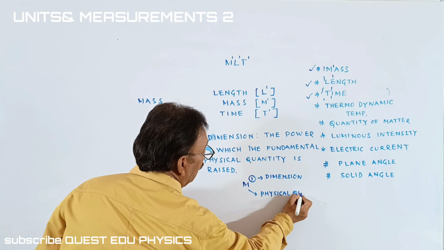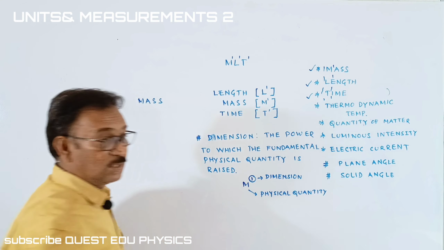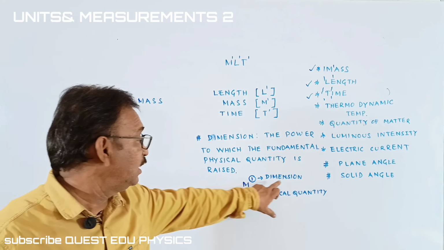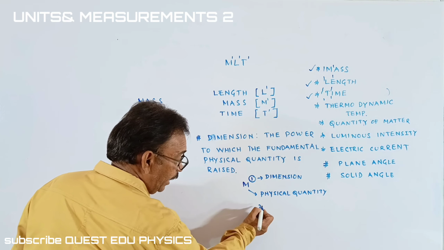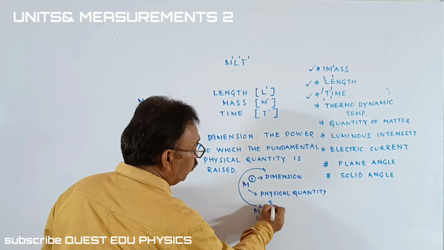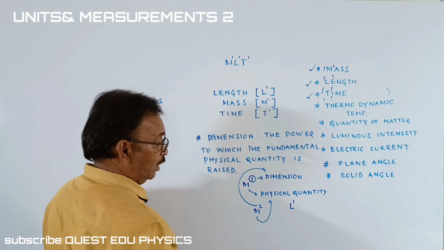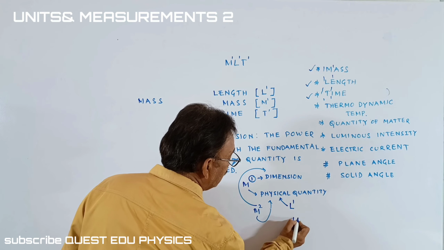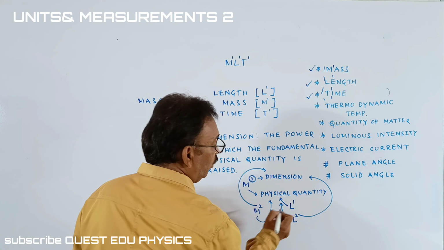Physical quantity. Are you understanding, students? Okay, students. M is the physical quantity, and its power is the dimension. If it is written as m square, for example, the square is the dimension and m is the physical quantity. For example, take the length, L power 1. This one is the dimension and L is the physical quantity. If you write it as L square, 2 is the dimension and L is the physical quantity.